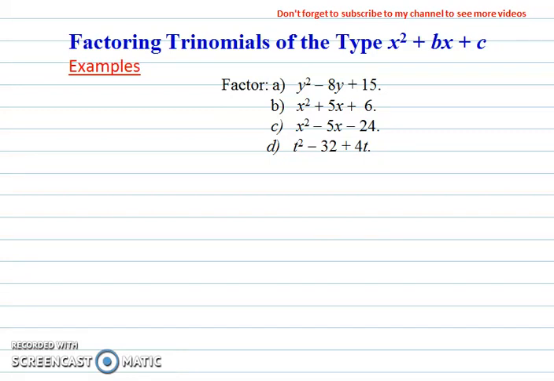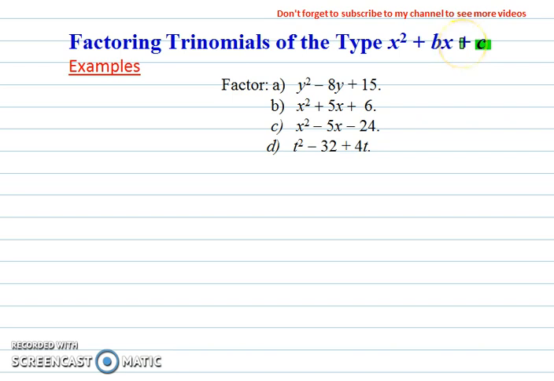Hello. In this video, we're going to continue our discussions about factoring trinomials of the type x squared plus bx plus c by examining the constant term c. In the previous video, I advise you to give a look. We talked about the sign of the constant term c.